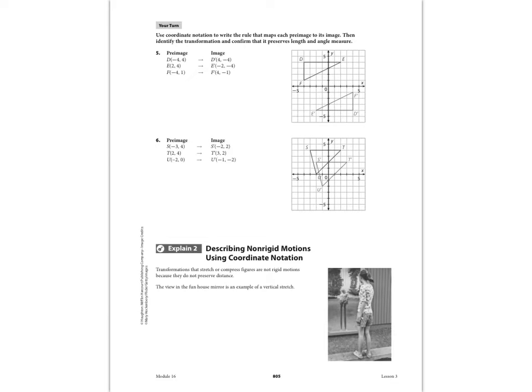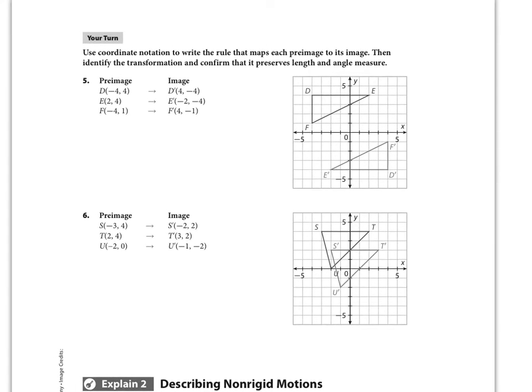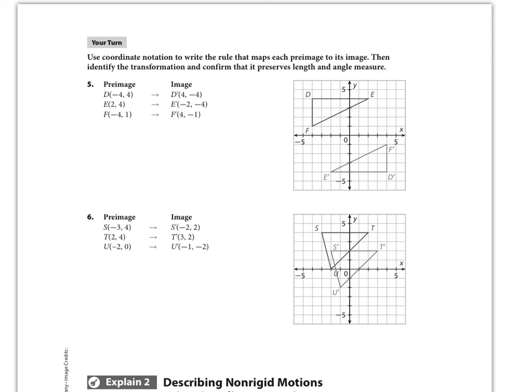On page 805, let's do one of these together, and then I'd like you to try the next one. Directions here say, use coordinate notation to write the rule that maps each pre-image to its image. So it's just writing the rule that's going from the pre-image to the image, then identify the transformation and confirm that it preserves length and angle measure. So we want to confirm that the side lengths stay the same and the angle measures also stay the same.